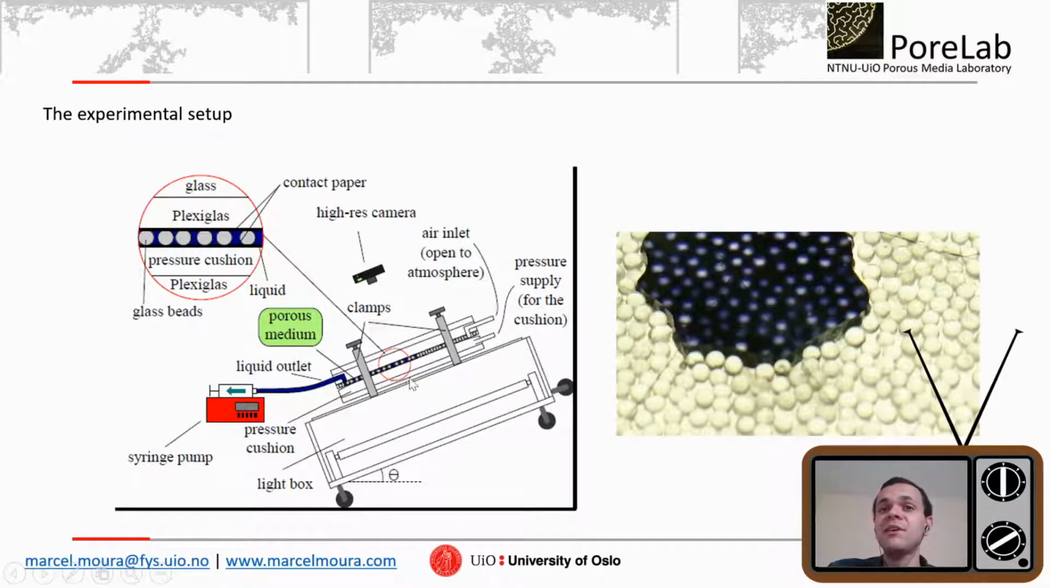So with this modified cell, we circumvent that problem. And then we withdraw the liquid like that with a syringe pump here. And the inlet, the other side of the model, is open to the atmosphere. So pressure in the non-wetting phase, the air phase, is always atmospheric pressure. And then we are withdrawing the liquid. So this is a zoomed in view of the system. Okay, and we take pictures from the top like that.